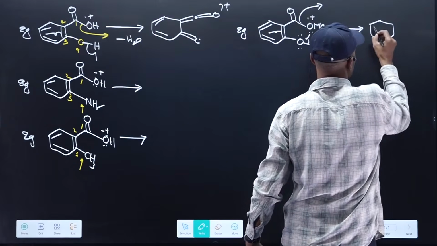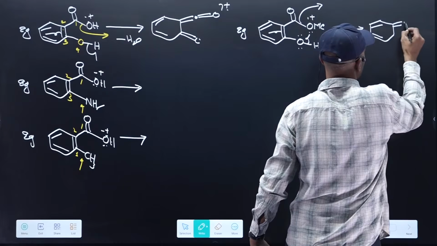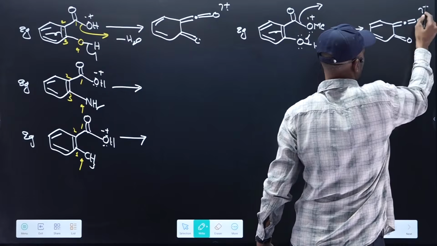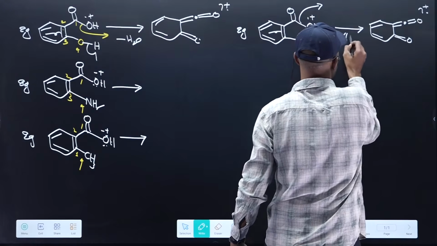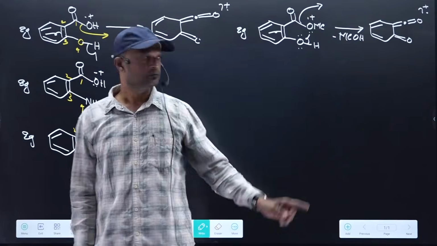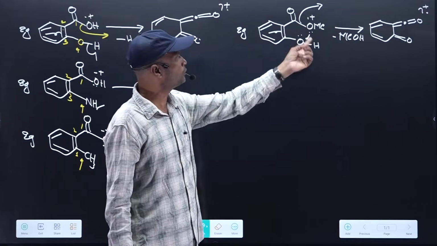Will you get the same answer or not? Here double bond O, and here double bond O. And what is removed here? There is a loss of methanol. This is MeO or not? MeO, and this hydrogen is removed.